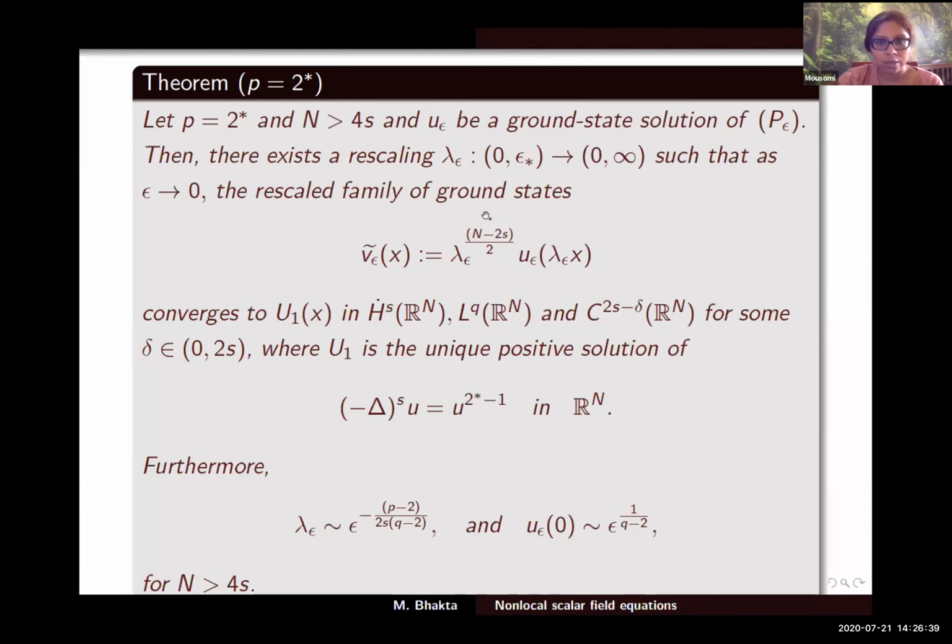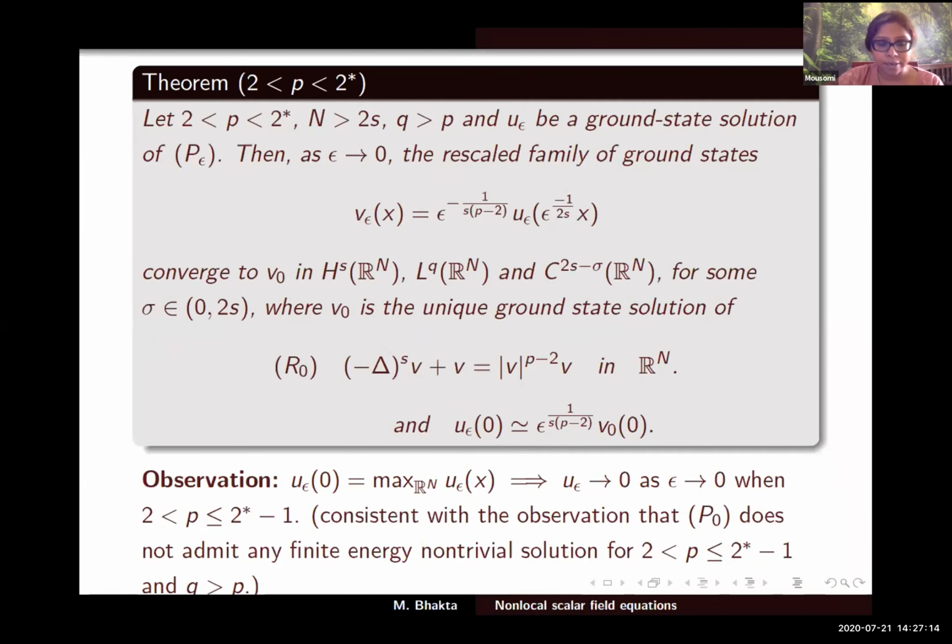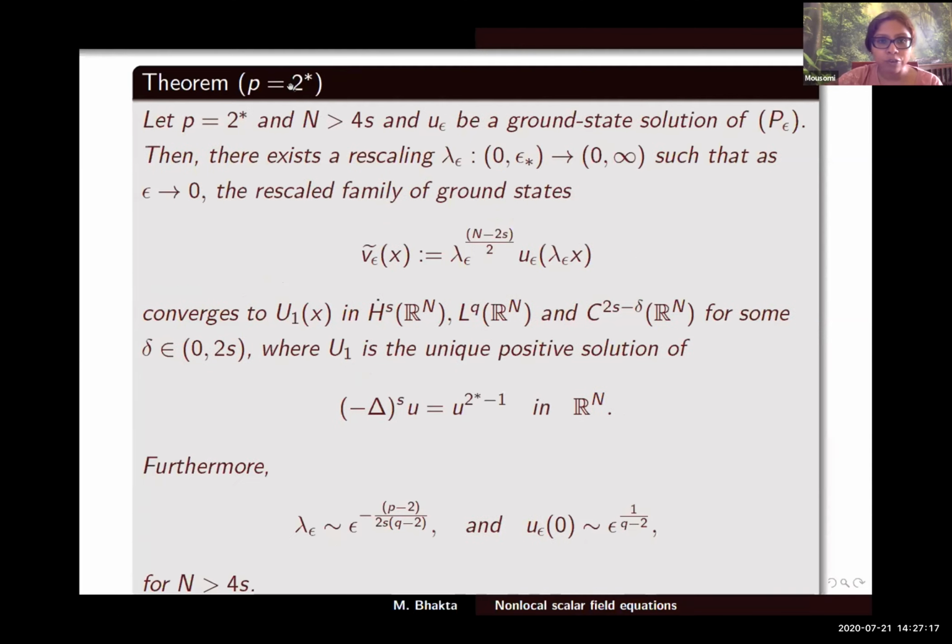Now you consider this sequence of U epsilon as epsilon goes to 0, and you consider this rescaling. What we have proved is that up to this rescaling, this V epsilon tilde converges to the solution of this fractional Yamabe equation, in the homogeneous H^s norm. And we have the exact asymptotic behavior, as I said. So we have this exact expression: lambda epsilon tilde behaves like this, and U epsilon at 0 behaves like this. Okay. That was for the critical case.